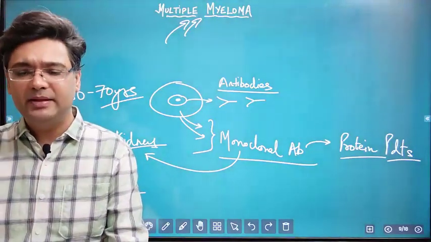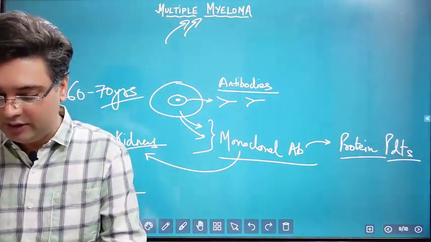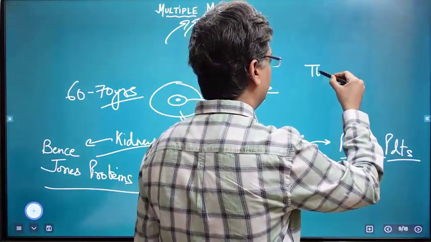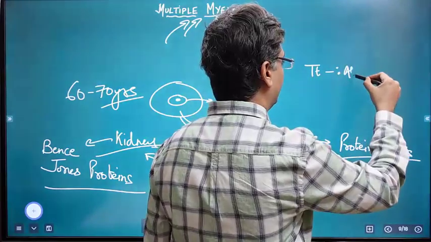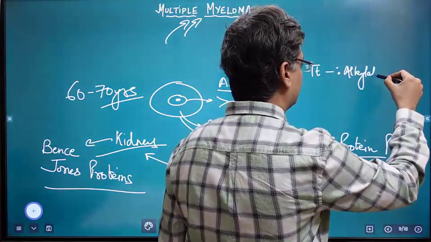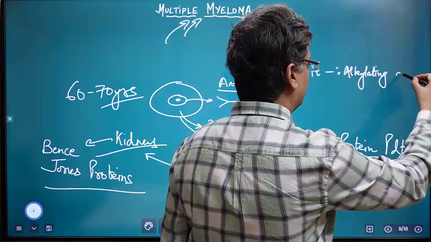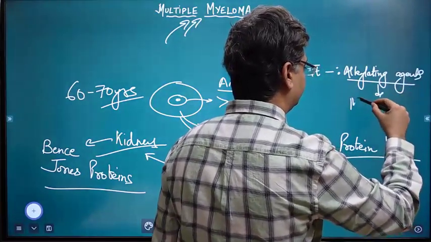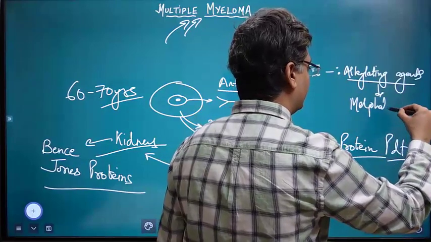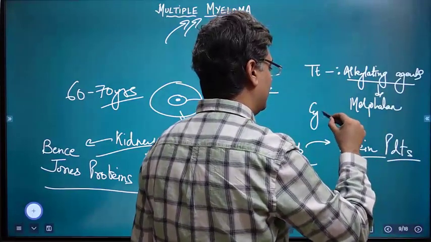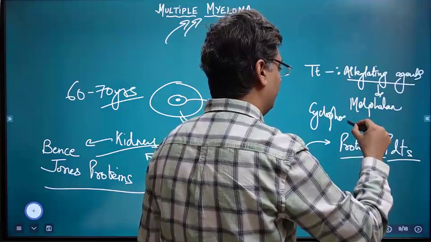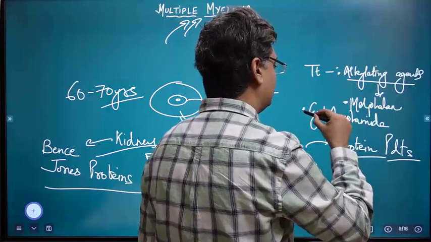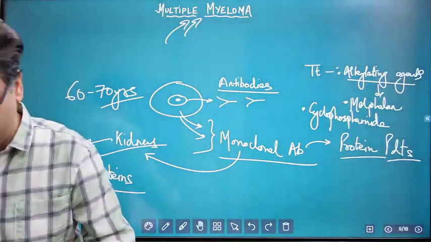Now the treatment basically is by alkylating agents such as melphalan or cyclophosphamide. Treatment is by alkylating agents such as melphalan, or you can also give cyclophosphamide. Yes, we can give these two. This is the basic treatment modality here.